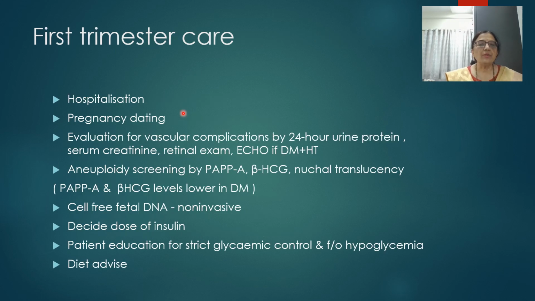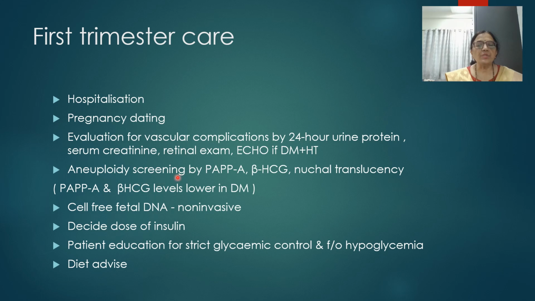In the first trimester care, hospitalization is advised whenever she is overt diabetic, and the main role of hospitalization is patient counseling and education. Pregnancy dating should be done, because so many times we need to terminate the pregnancy earlier, and this dating will be helpful. Then we have to evaluate for vascular complications by 24-hour urine protein for detection of microalbuminuria as a first feature of diabetic nephropathy, serum creatinine, and retinal examination. A maternal echocardiogram is indicated if the patient has diabetes as well as essential hypertension.